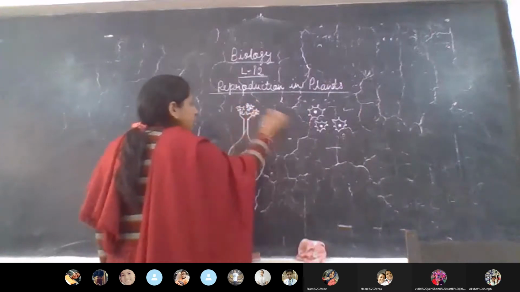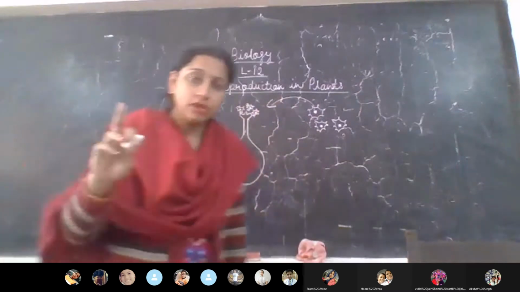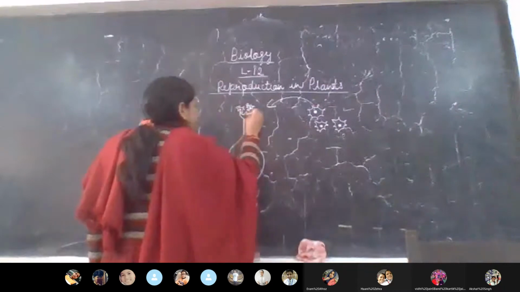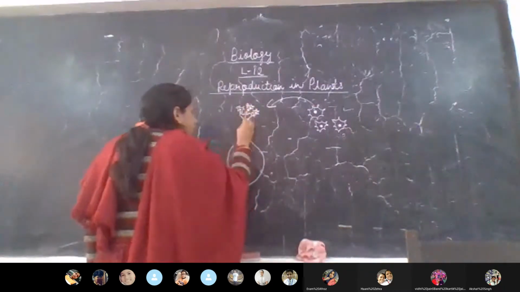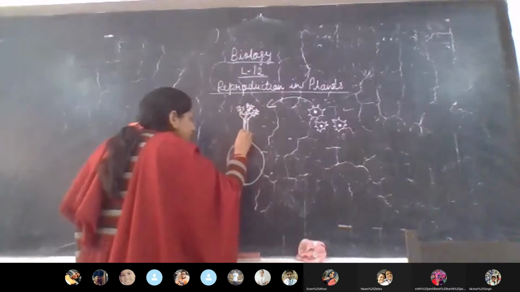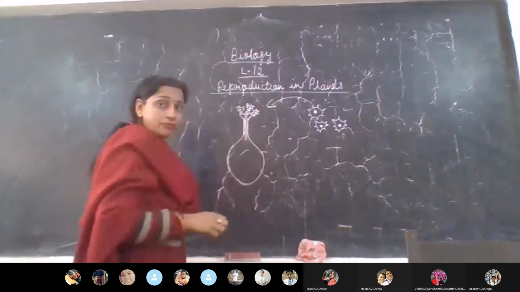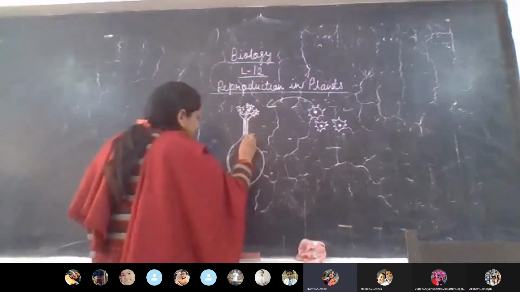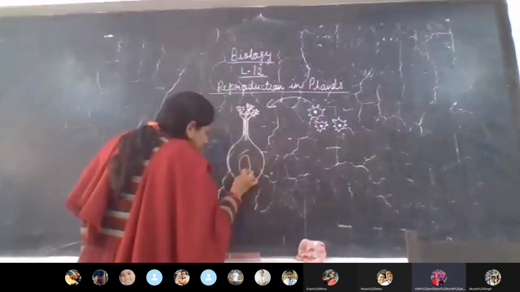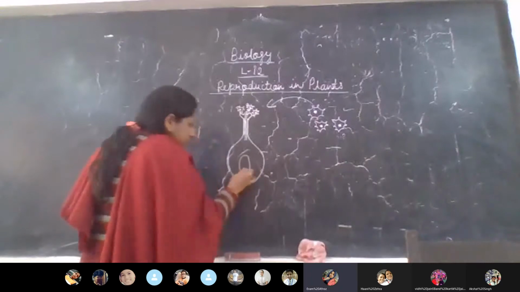All the pollen grains which have got transferred will come to the stigma. And any one pollen grain, out of so many, will be able to develop a tube which will come through the style. You remember this portion was called the style? So here you see that this is the ovule. And inside the ovule, what is present? Egg cell is present.